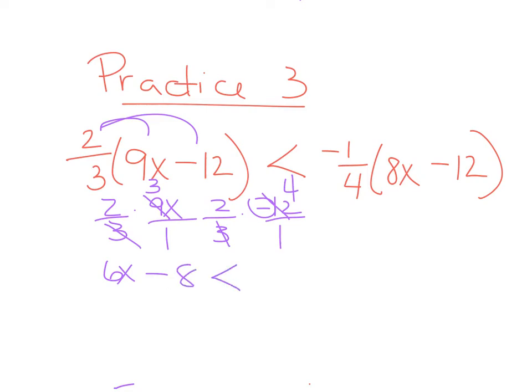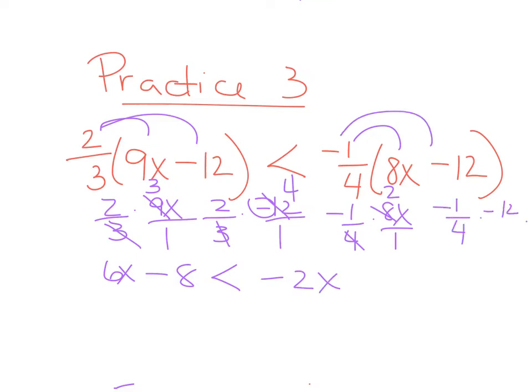And then I have less than on the right side. If I take negative 1/4 times 8x over 1, that gives me negative 1 times 2 is negative 2x. And then negative 1/4 times negative 12. 4 goes into 12 3 times. Negative 1 times negative 3 is plus 3. Okay, so now we're ready to move the variables to one side.